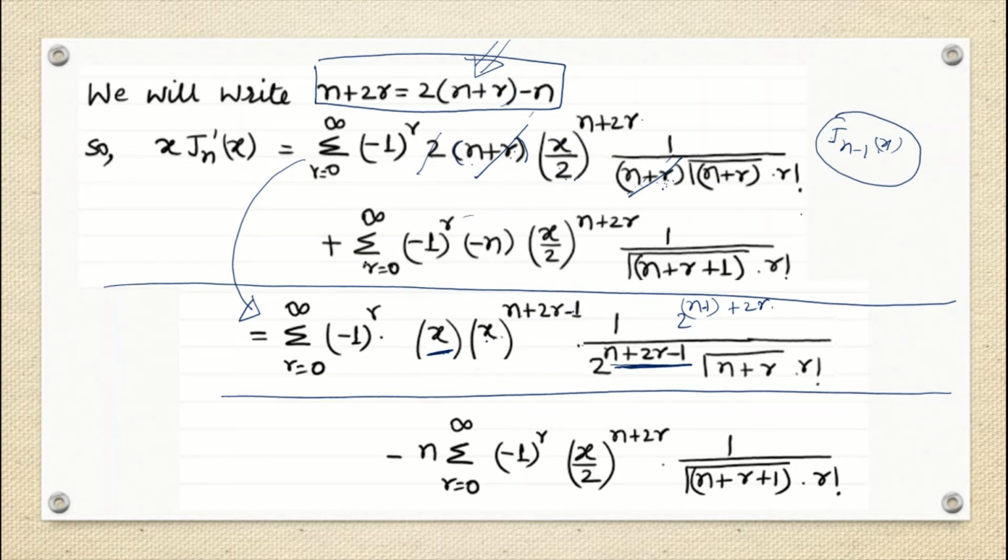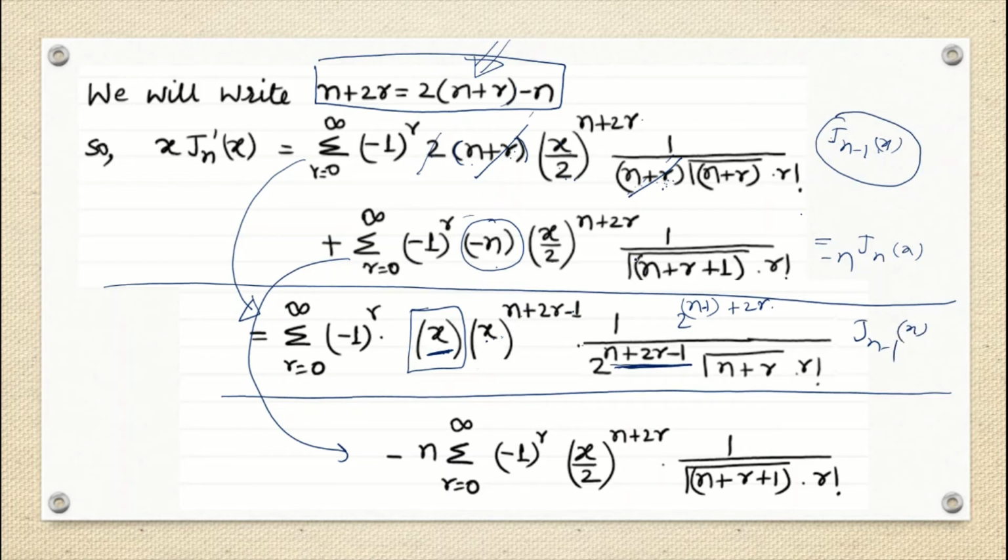What about my second term? The second term is as it is here only. We'll see that minus n, if I take it outside, then after taking out this minus n, this complete thing is my Jn x, correct? That is, sigma r from 0 to infinity, minus 1 to the power r, x by 2 to the power n plus 2r, 1 by gamma n plus r plus 1 factorial r, is nothing but my Jn x. And Jn x is multiplying with minus n also. So the second term we have got here straightforwardly, right? And the first term, we can say, is nothing but x into Jn minus 1 x.